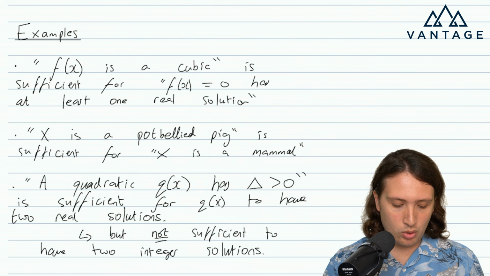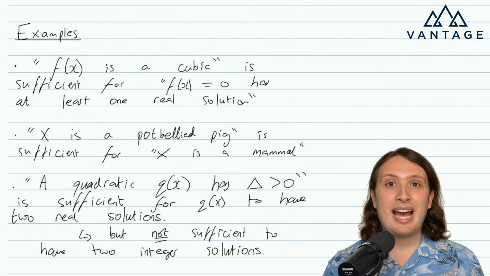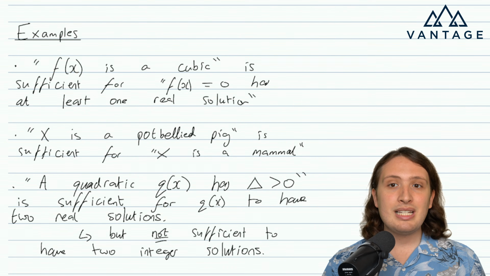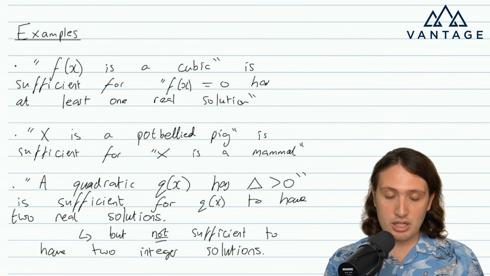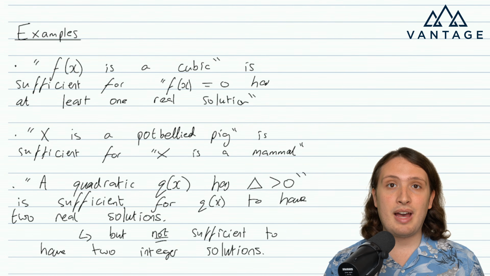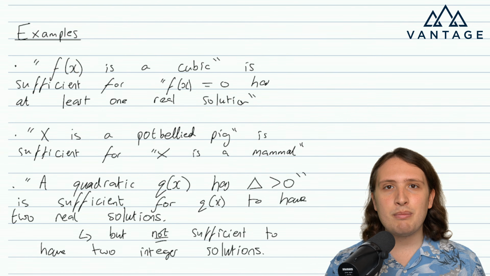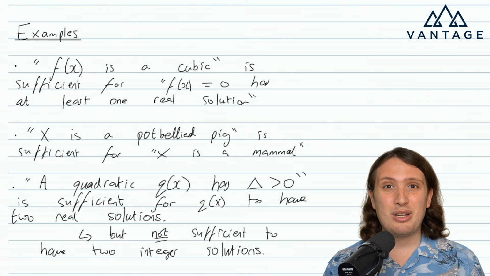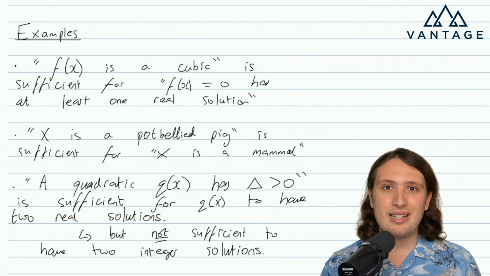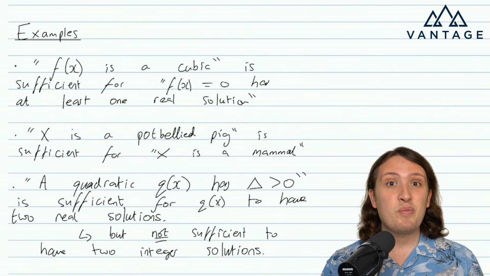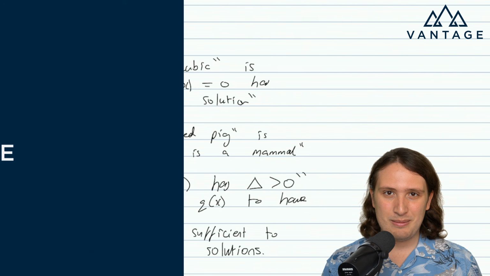Or a quadratic q of x has a positive discriminant is sufficient for the quadratic to have two real solutions. Because we know it's a fact that when we do have a positive discriminant, that does guarantee the existence of two solutions given by the quadratic formula. Notice that, for example, the discriminant being positive is not sufficient for two integer solutions. Although it's entirely possible that by coincidence our solutions might be integers, this is certainly not guaranteed.